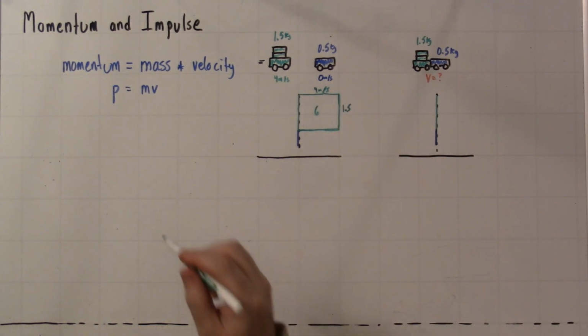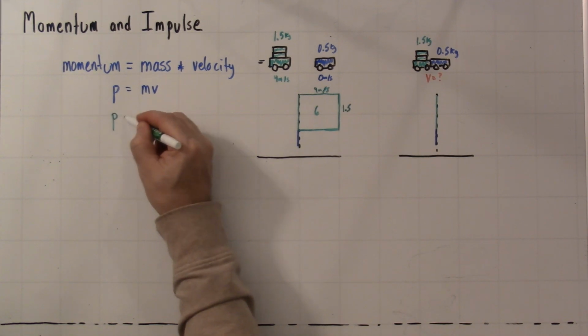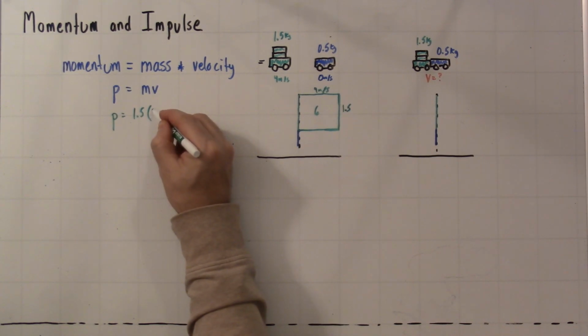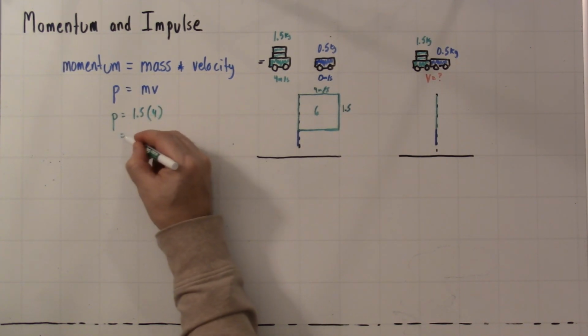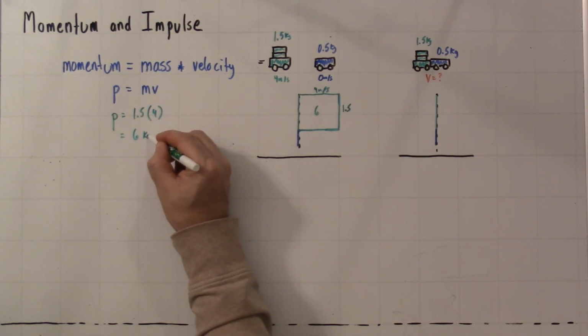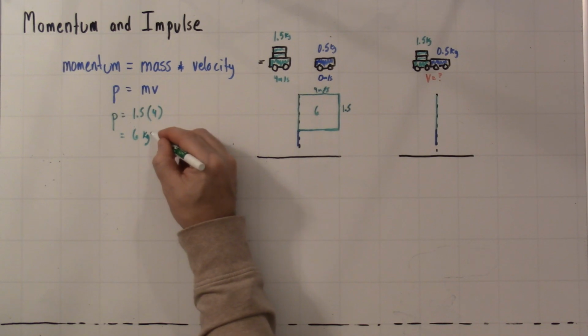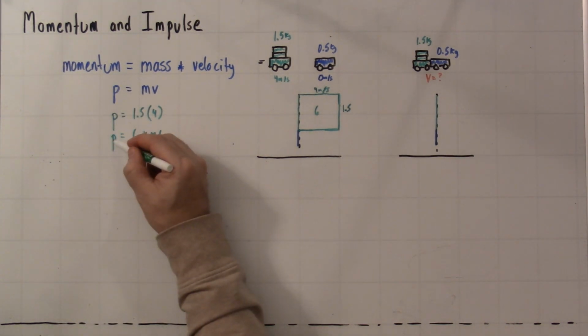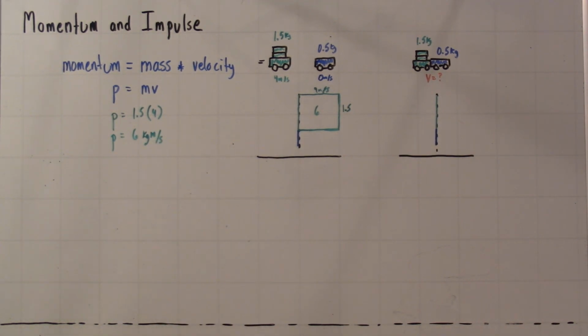Now, what are the units on that? If I were to calculate this, I'm calculating the mass, which is 1.5 times the velocity, which is 4, and so we end up with 6. But the units are silly because it's just kilograms for the mass times meters per second. So the unit for momentum is kilograms times meters per second. That's weird, but it is what it is. So, what's the deal here?